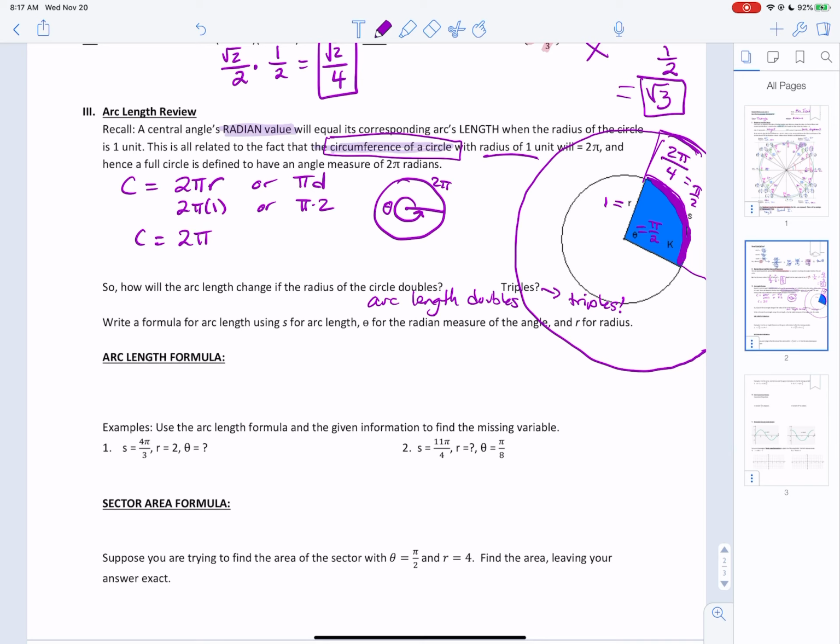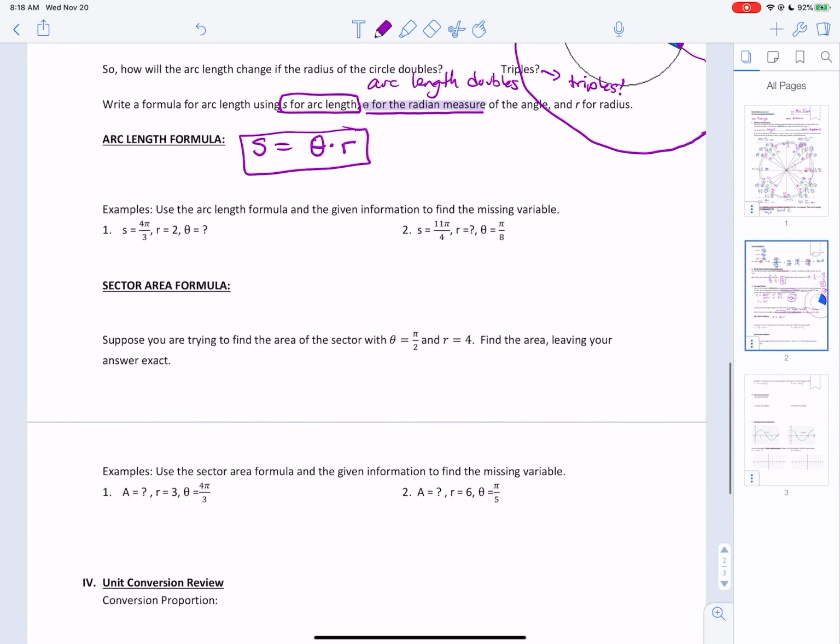So basically what happens is your arc length formula is going to be S for arc length. So S equals theta, your radian measure of the angle, times your radius. Now it's very important that you see that theta has to be in radians for this to work. And we did talk about this formula last year. This is not brand new information, hopefully. All right, so you can use this formula to find the missing information.